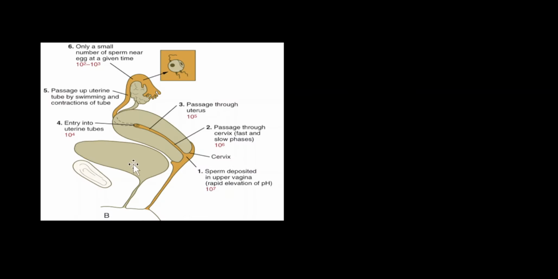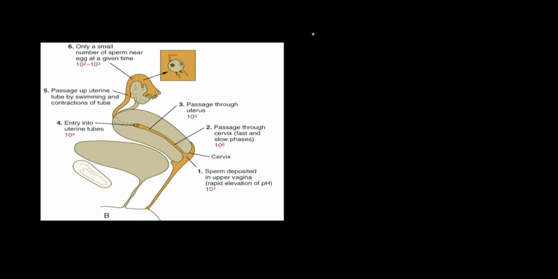So far we have considered sperm transport entirely through the female reproductive tract and capacitation. Now let's take a look at fertilization and the processes that take place there. Before we do that, it's important for us to take a look at this diagram. In this diagram we can see the progressive reduction in the number of sperm cells until they eventually get to the fallopian tube.